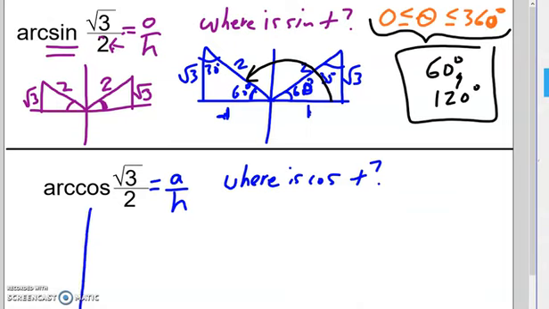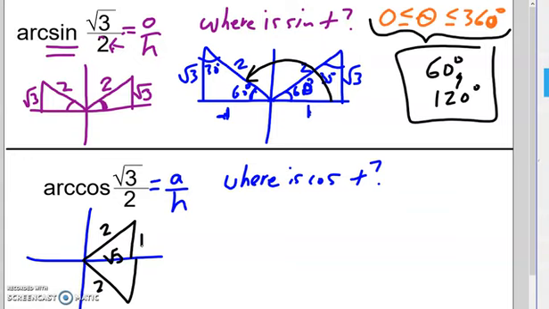So it's positive in the first and the fourth. So the two possible triangles are here and here. And then I've got my different ratios that I've got in this step here. So I put them on my thing here. So this is the square root of 3. And the hypotenuse is 2. And then this looks like a 1, 2, square root of 3 triangle.